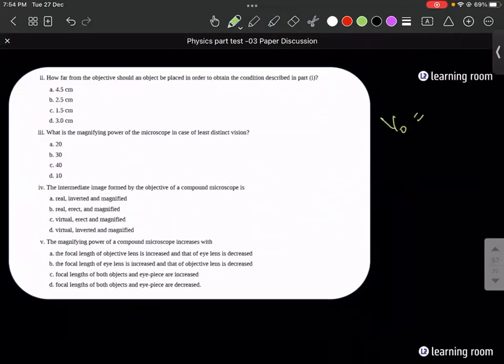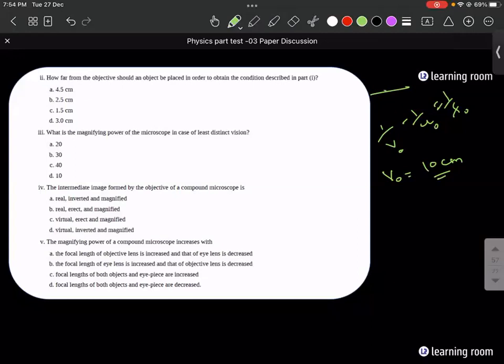So V0 will be equal to, I'll apply 1 by V minus 1 by U is equal to 1 by F. 1 by V0 minus 1 by U0 is 1 by F0. Okay. So V0 is going to be 10 centimeter because UE is 5 and the distance between the lenses is 15. So 15 minus 5 is 10.